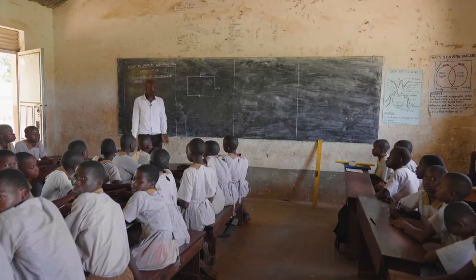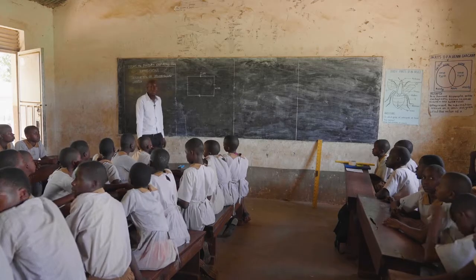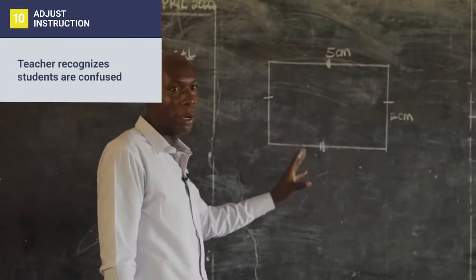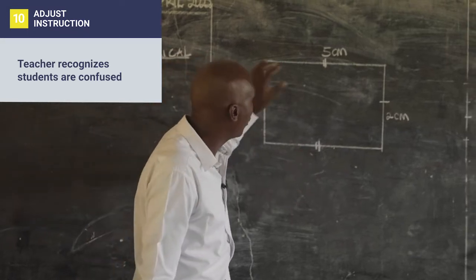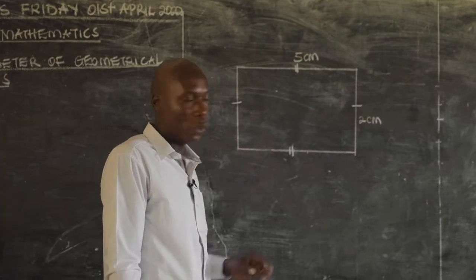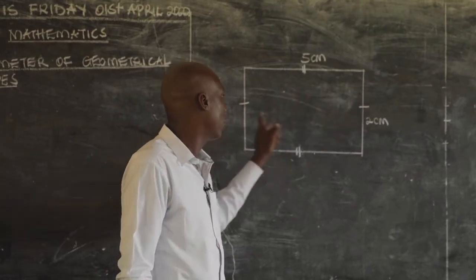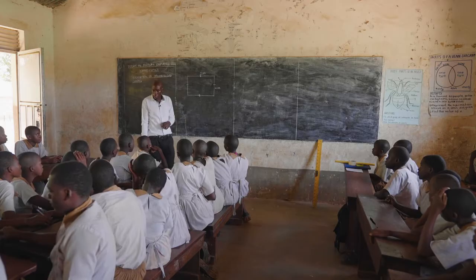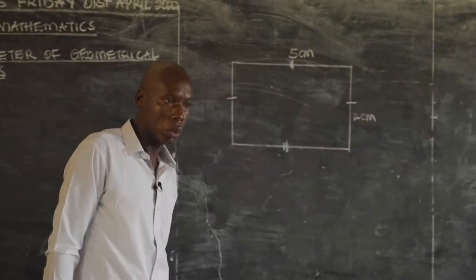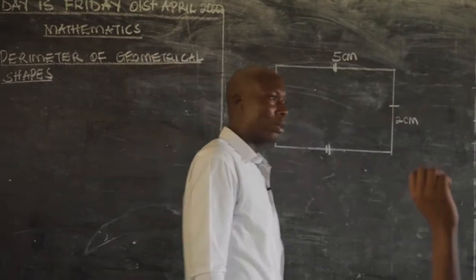Okay, class, welcome to the math class. On the chalkboard, I have drawn a rectangle, and we are going to look at its perimeter. Like we say, we are all seeing a perimeter has 2 sides equal. This side is equal this one, and this one is equal this one. May I ask you, class, what is the perimeter of this rectangle?